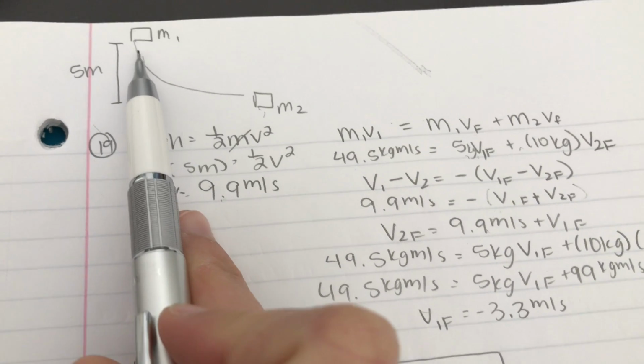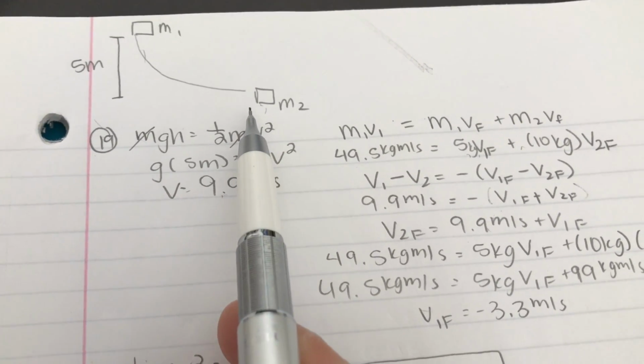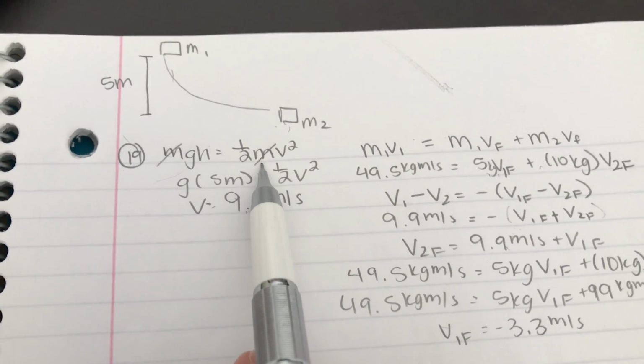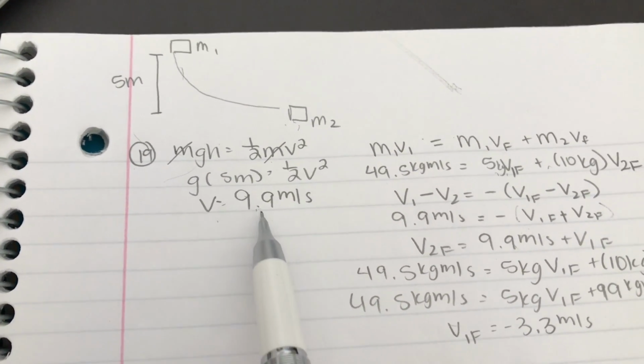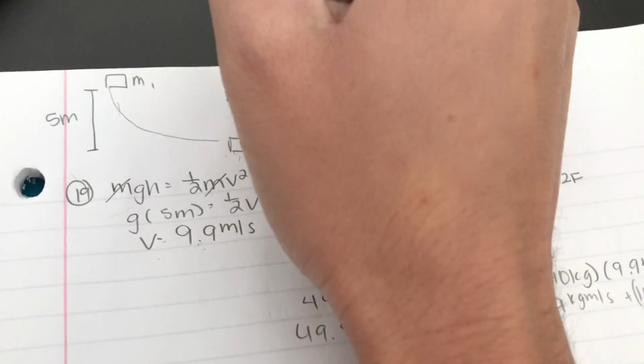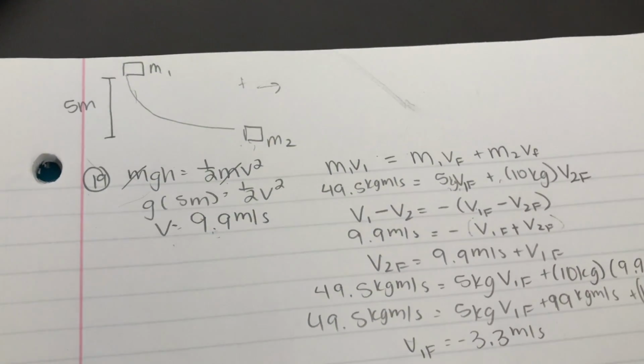So we know that it starts with only potential energy, and it all goes into kinetic energy at the bottom of the slide. So mgh is 1/2 mv squared, and when you solve that, you get the velocity is 9.9 meters per second. And we're going to make that way positive.